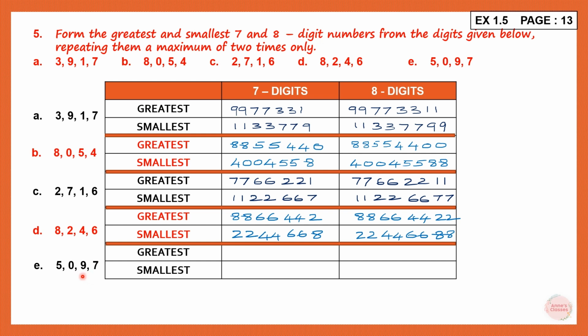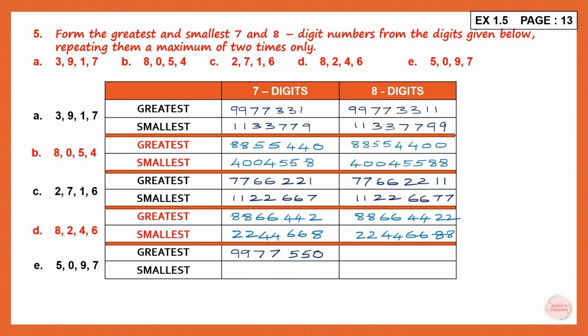So to form the greatest, we start with the greatest digit, which is 9. So let's start 9 2 times. Then take the next one, 7 2 times. Take the next one, 5 2 times. So now we have a 6-digit number. So the last one has to be written only once to make it a 7-digit number.